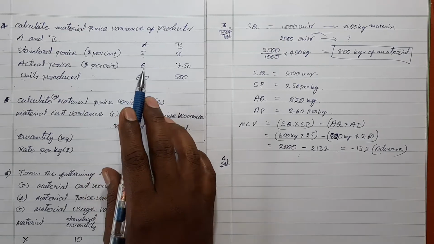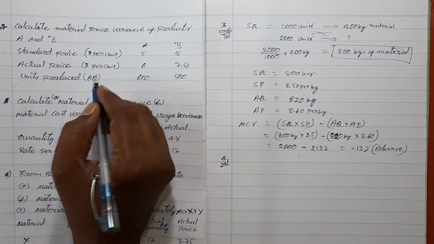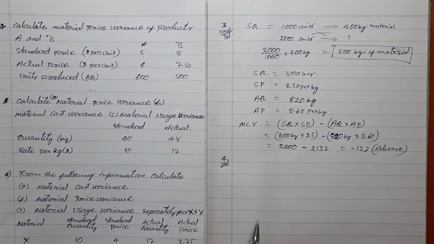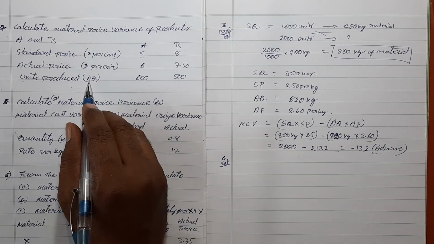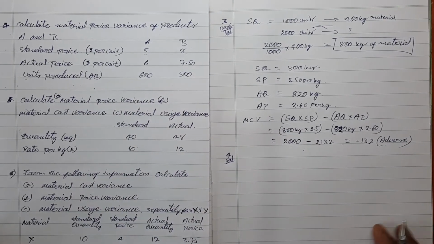This is the actual quantity. Units produced means actual quantity. Whatever the number of units of output, that is the actual only.